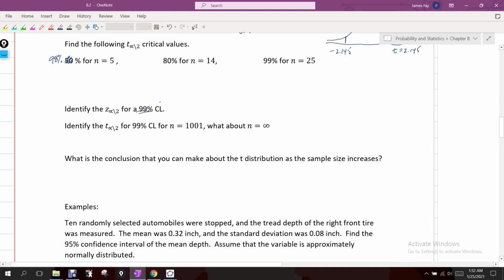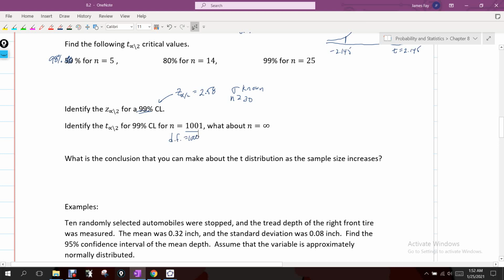Now we would use that. So I'm going to say z sub alpha over 2 would equal 2.58. That's when sigma is known and n is greater than or equal to 30. Here it says identify the t-score for 99% confidence level for n equals 1,001. So that means my degrees of freedom is going to be 1,000.